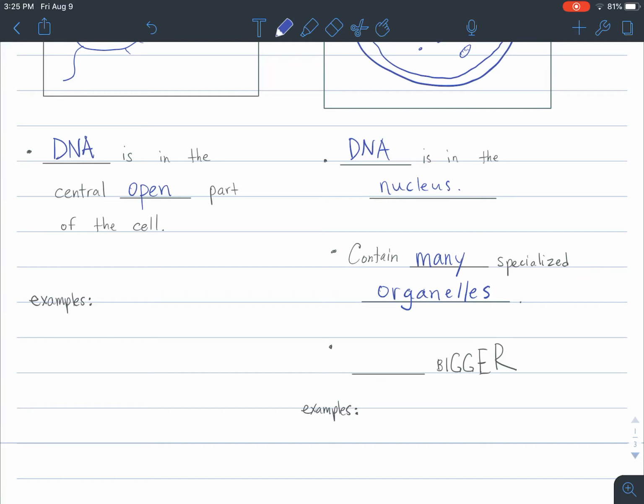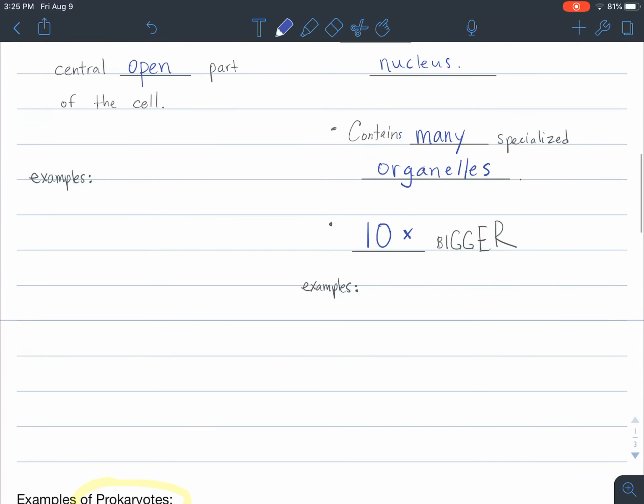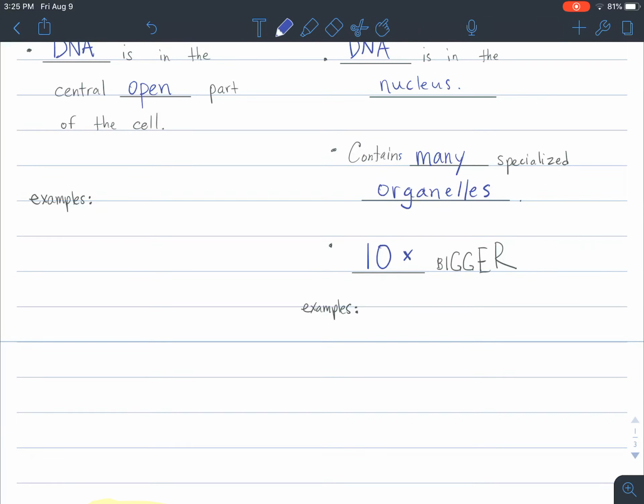So a eukaryotic cell contains many specialized organelles. And also, these cells are 10 times bigger than a prokaryotic cell. So it's a lot easier to see one of those under a microscope. So eukaryotic cells, some examples of those, anything from any type of plant cell or any type of animal cell, and even fungi actually also are eukaryotic organisms. So I think you're all pretty familiar with those.